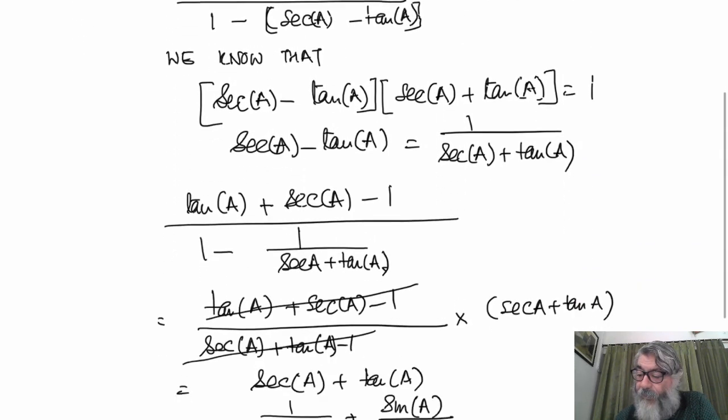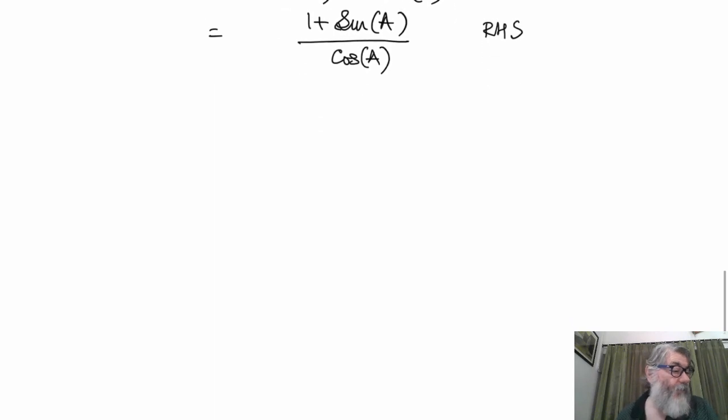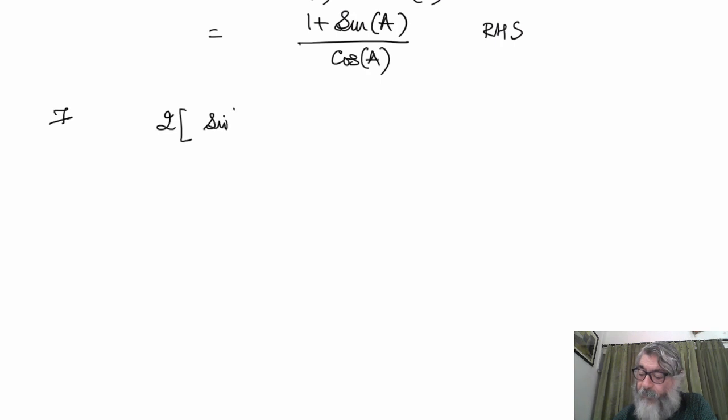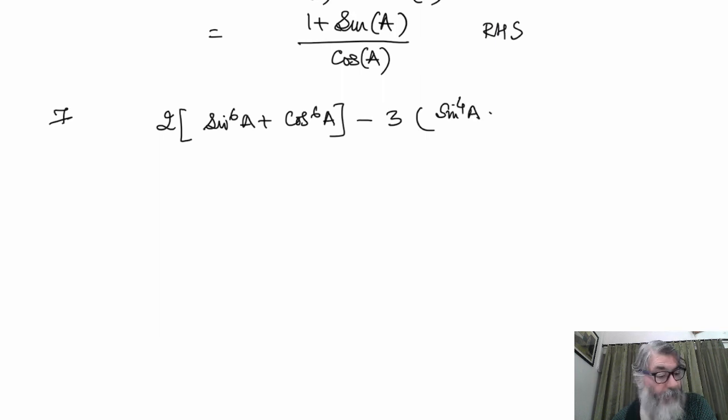Let us see question number 7, where he says 2 into (sin to the power 6 a + cos to the power 6 a) - 3 into (sin to the power 4 a + cos to the power 4 a). Find the value. So let us see how we find it and what we do.